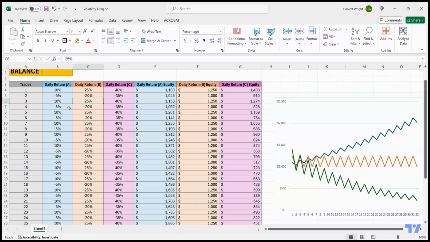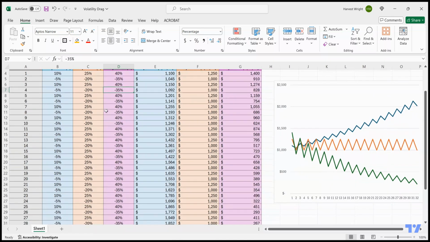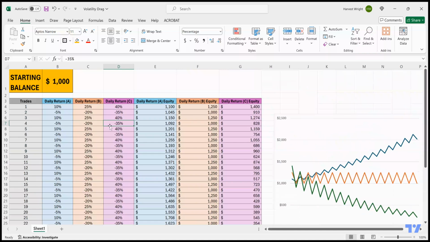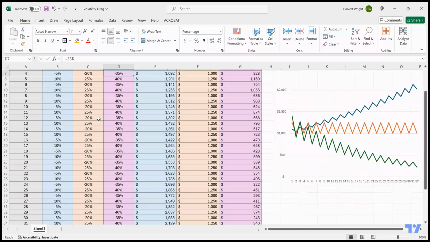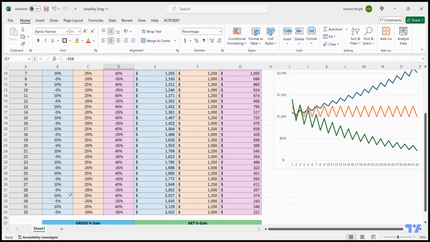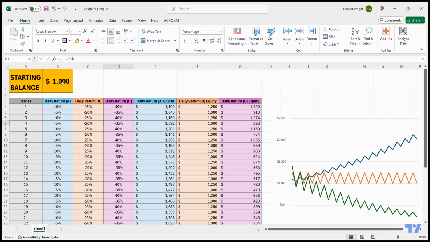So generally, the difference is 5%. 10 to 5, they lose 5 less than they make. He makes 25, he loses 5 less, so he loses 20. He makes 40, he loses 5 less, so he loses 35. This alternates all the way down to 32 trades, okay? So the gross percentage gain out of all these trades is basically 80%. But let's just have a look, because these traders are not making 80% out of their $1,000.